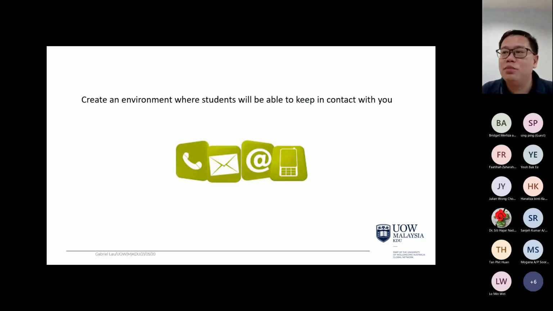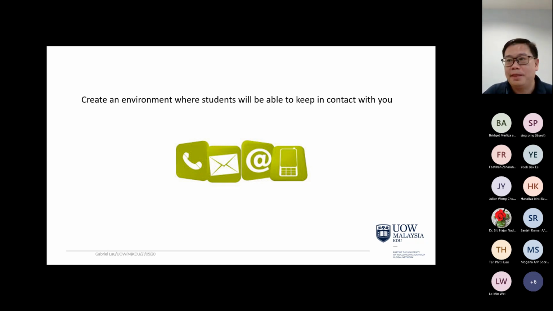Create an environment where students are able to keep in contact with you. So maybe it is email and so on. This is very important when you do online lessons, online teaching. It is important that if I don't understand, if I have a problem, I know who to contact. So that is where it becomes important.